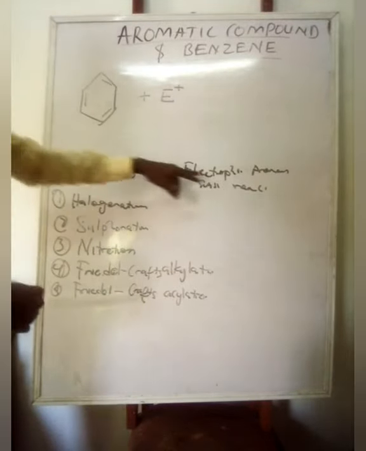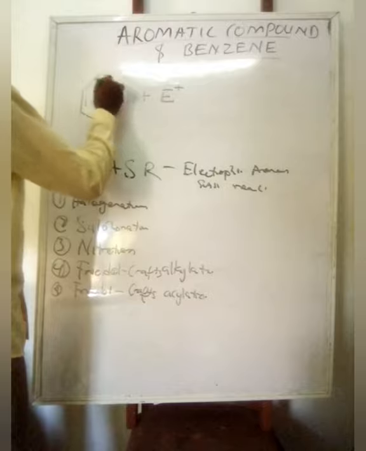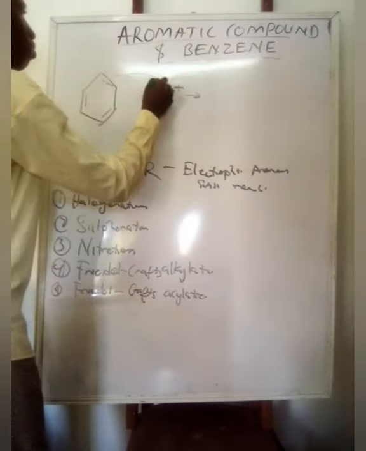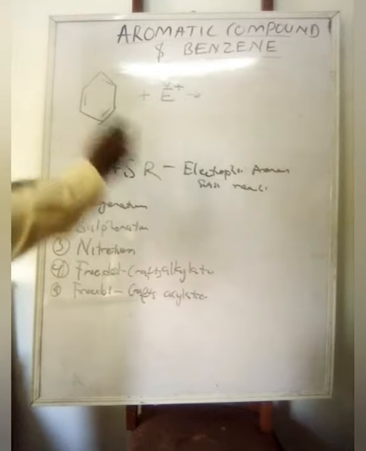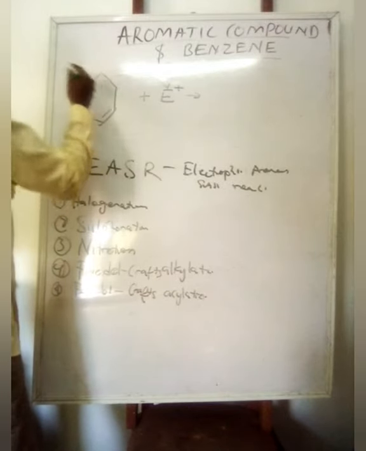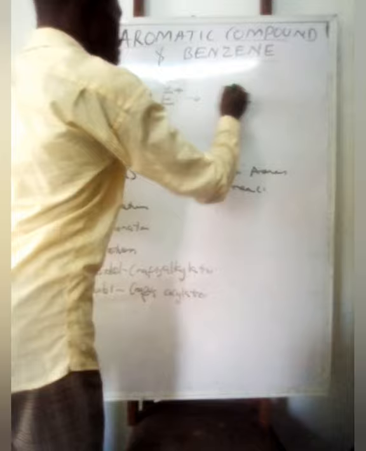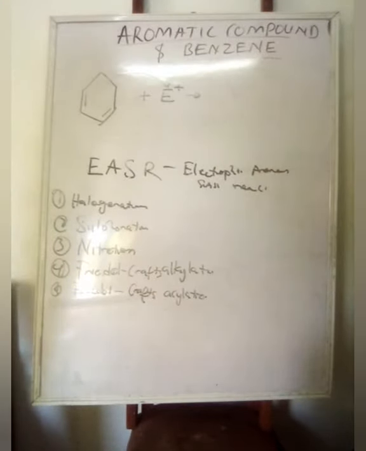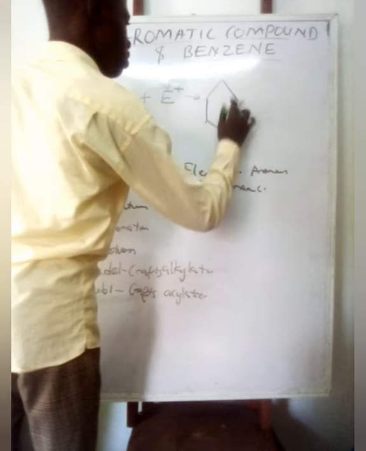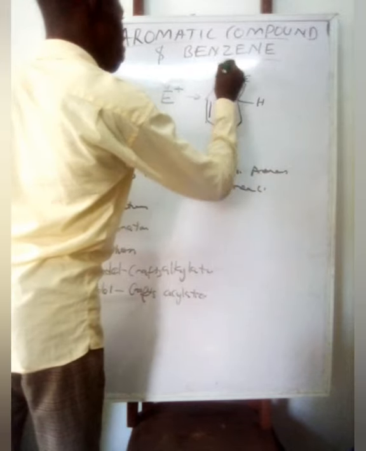Now let's talk about the mechanism of the electrophilic aromatic substitution reaction. An electrophile is going to react with a benzene. An electrophile is an electron-poor group or atom. So this benzene is a nucleophile, which is electron rich. The pi electrons of the benzene are going to attract this electrophile, which is going to form a carbocation.